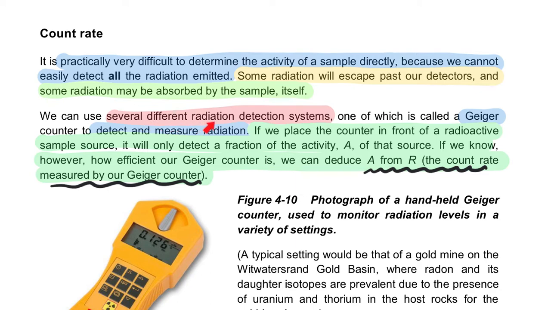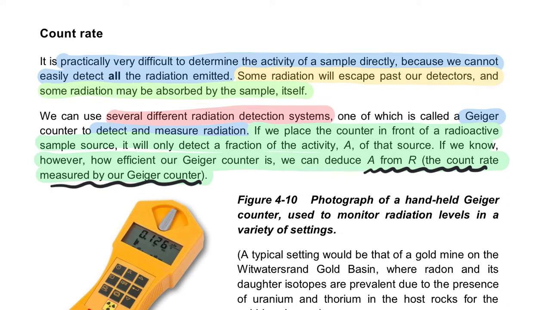So we can use several different radiation detection systems. The most famous one is the Geiger counter, in order to detect and measure radiation. If we place the counter in front of a radioactive sample source, it will only detect a fraction of the activity A of that source. So if we know how efficient our Geiger counter is, we can deduce A from R. The count rate measured by our Geiger counter would be R. Okay? So R is what we actually measure. That's the count rate. But the count rate is not the true activity of the radioactive sample.